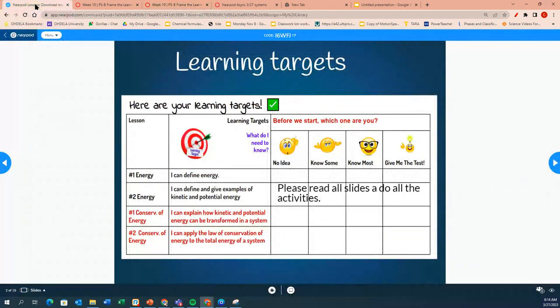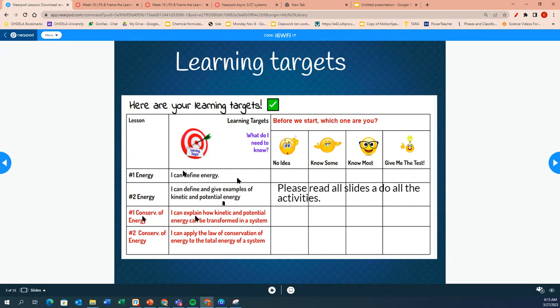All right, so your learning target today is I can define what energy is. We've been working that all this week, last week as well. I can define and give examples of kinetic and potential energy. So when you do this assignment, make sure that you read all the slides and do all the activities. There is an evaluation at the end.